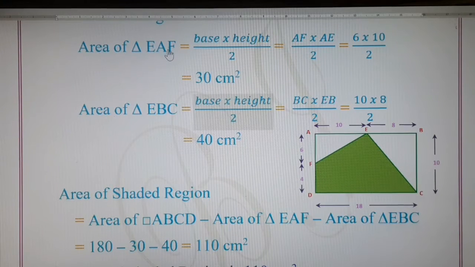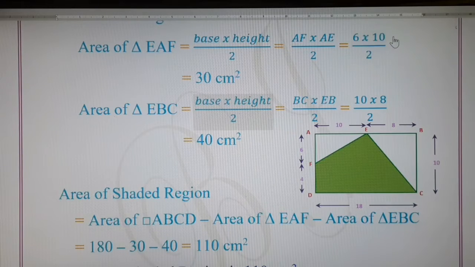Area of triangle EAF is equal to base into height upon 2, that is AF into AE upon 2, where the base is AF and the height is AE. So we will multiply 6 into 10 by substituting the value of AF as 6 and AE as 10, and we'll get 60 upon 2. The next step, the answer will be 30 upon 1 or only 30.